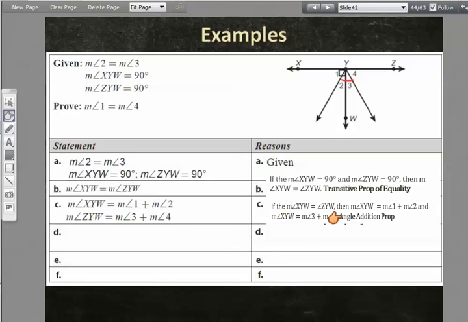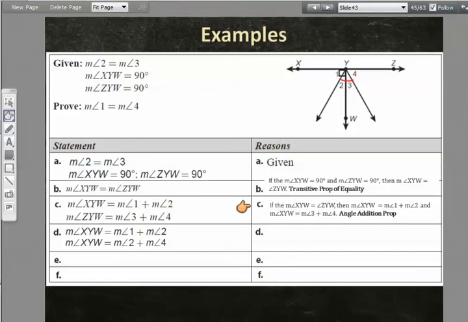But look here, it's actually the angle addition property. And we learned that. It's actually a postulate that was, I believe, in Unit 1, where we learned about the segment addition property and the angle addition property. And anyway, that is how we justify Part C. Sorry about that mistake.